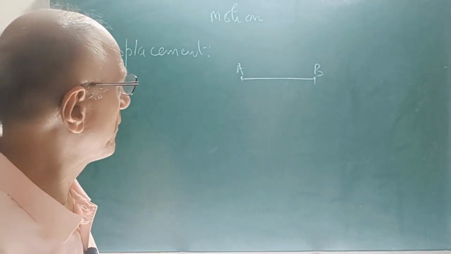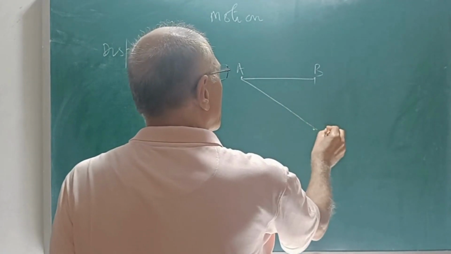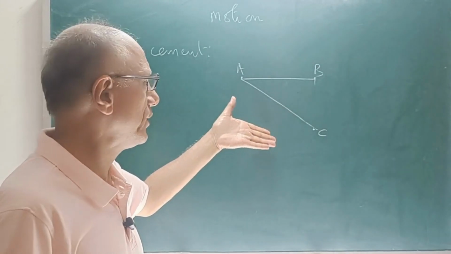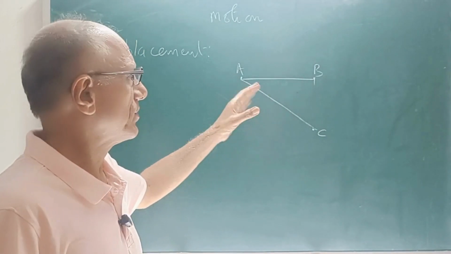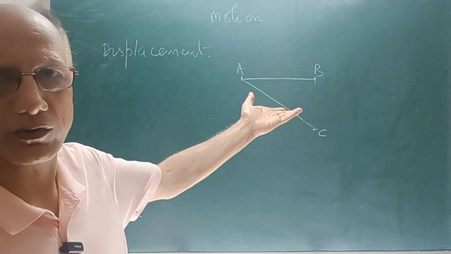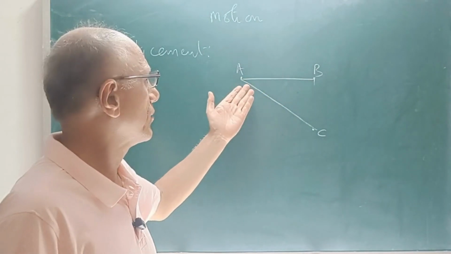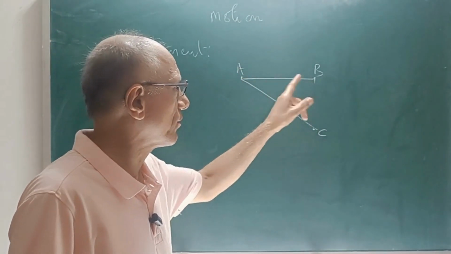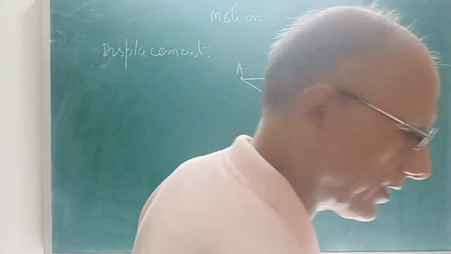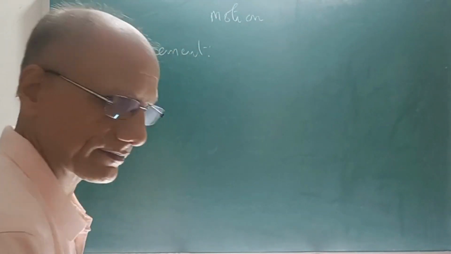Similarly, if we ask you what is the distance between A and C, this is the distance between A and C. So no need to say shortest distance. The distance between 2 points is always shortest, so there is no need to say shortest because there is no longest distance between A and B. So the distance between A and B is always this one, and the distance between A and C is only this one. So now what is displacement? That we will try to explain.